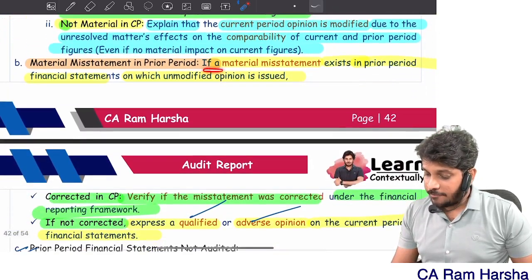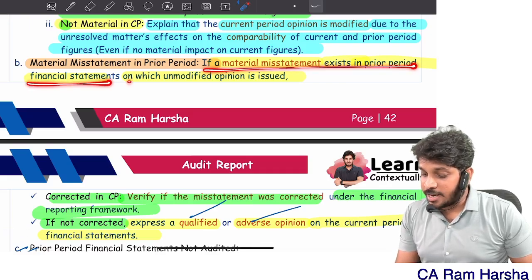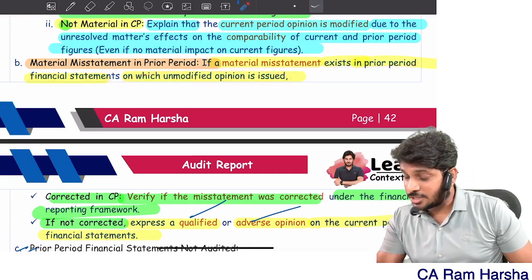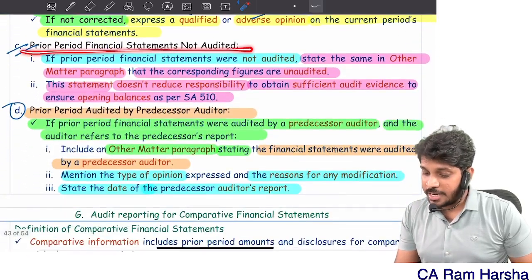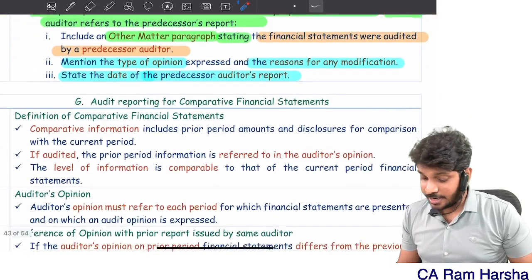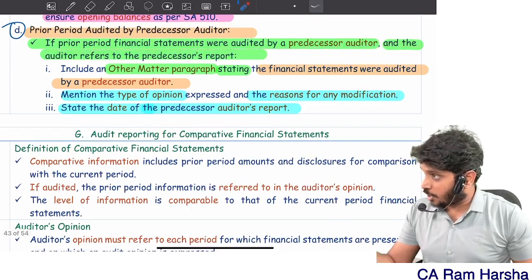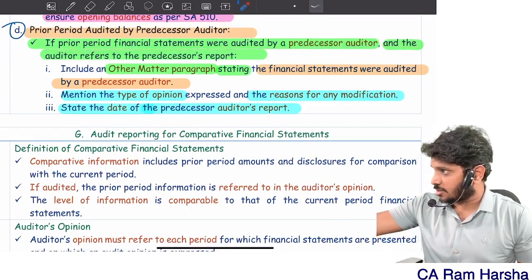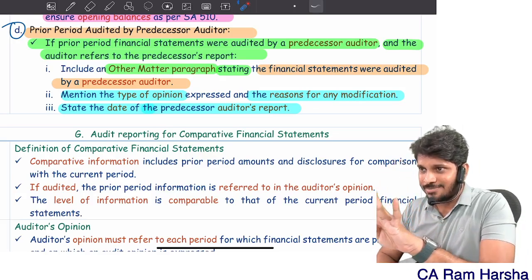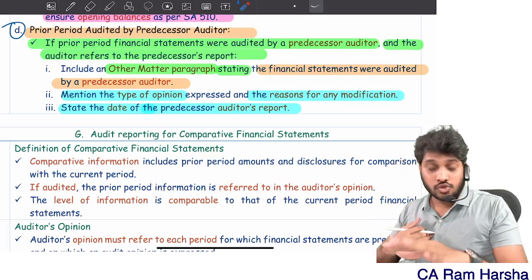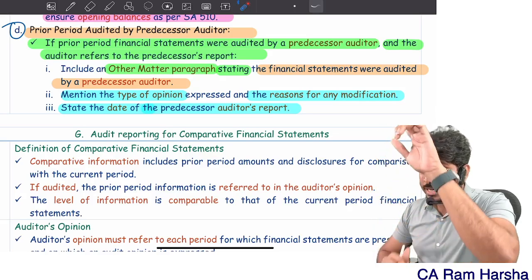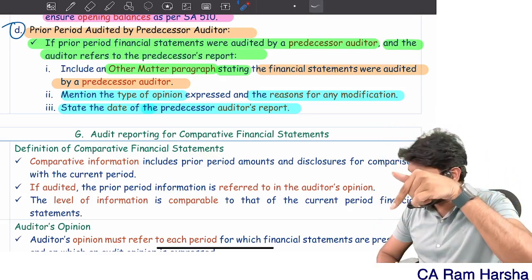Second, if a material misstatement exists in the prior period on which an unmodified opinion was issued. Third point, prior period financial statements are not audited. Fourth point, prior period financials were audited by a predecessor auditor. In these four circumstances, we refer to corresponding figures in the current year auditor's report.